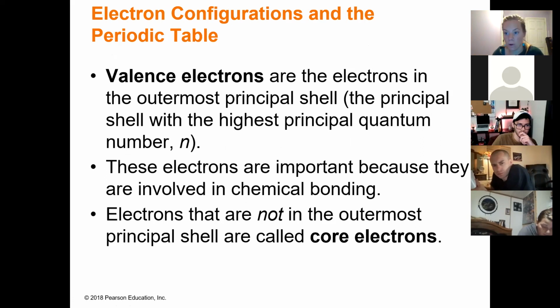They're in the highest principal quantum number. They're the things that are going to be involved in bonding. Electrons that are not in the outermost shell, electrons in a lower energy number, are called core electrons.